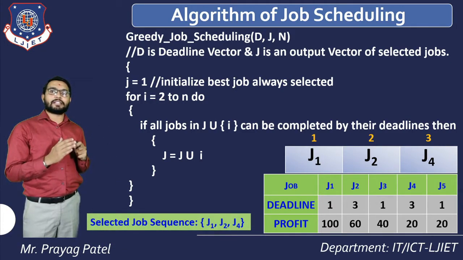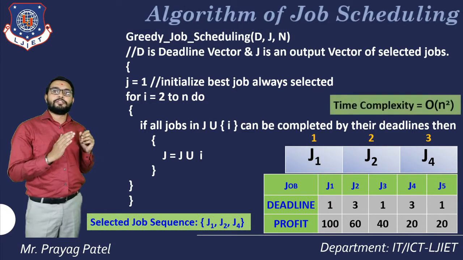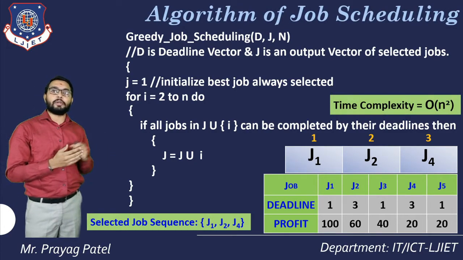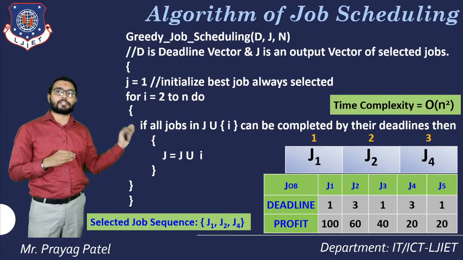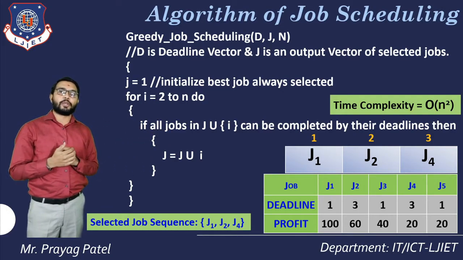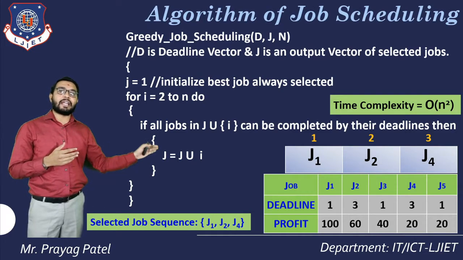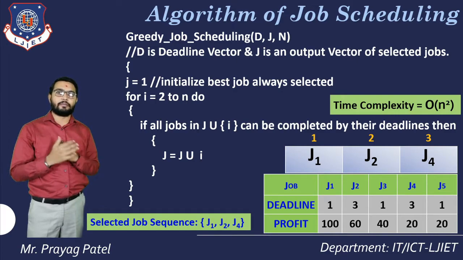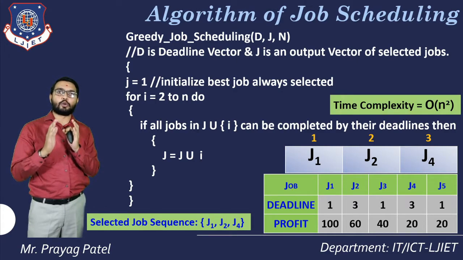Now consider the selected jobs equal to J1, J2, J4. Now how can we select these jobs? Here, for example, consider the first slot, second slot and third slot. First we select the first job because it has the maximum profit. The deadline of the first job equals 1. So we select the first job at location 1. Put job 1 at location 1.